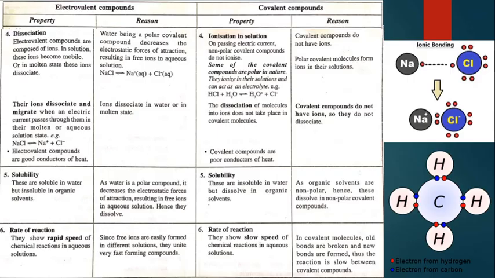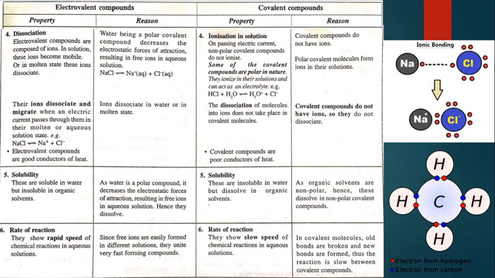Okay. The fourth property is dissociation and ionization. In electrovalent compounds we call this dissociation, and in covalent compounds it is known as ionization. Before knowing this, we should know what dissociation and ionization are.